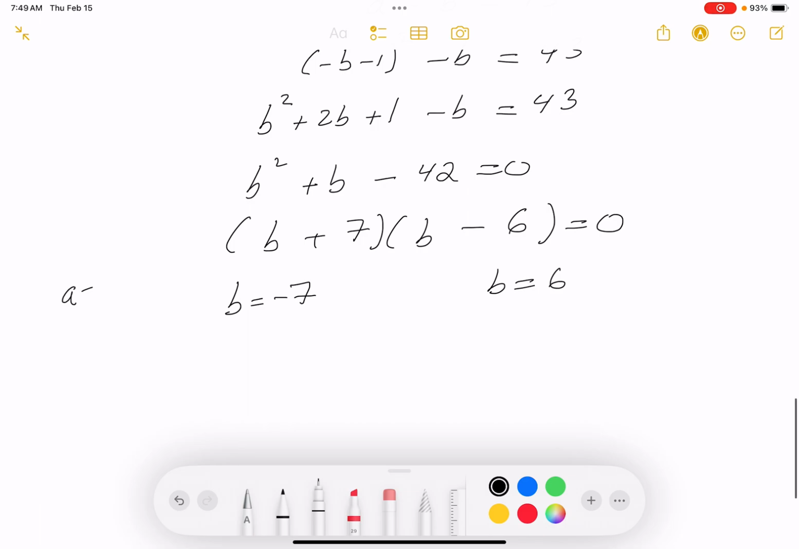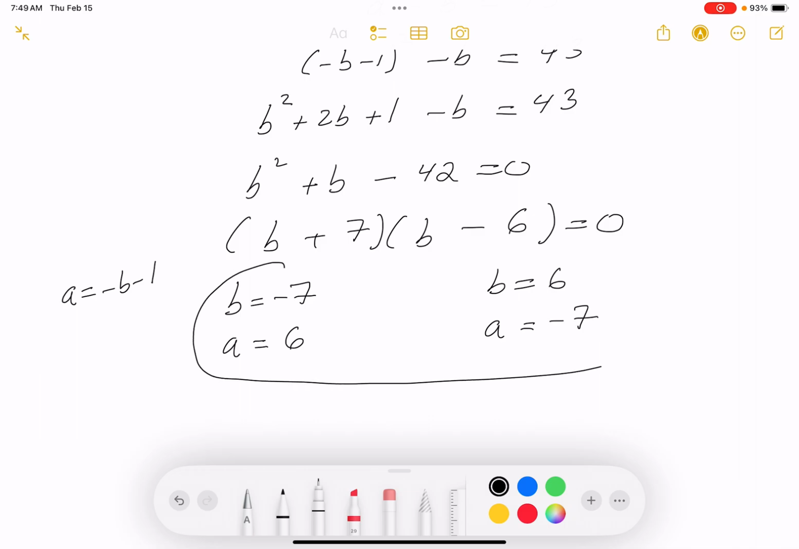Put this on the side. A is minus B minus 1. So what's A in this case over here? Well, it's going to be 7 minus 1, which is 6. What's the A over here? It's going to be minus 6 minus 1, which is minus 7. And these are my two solutions over here. There's two, right? Either one works.